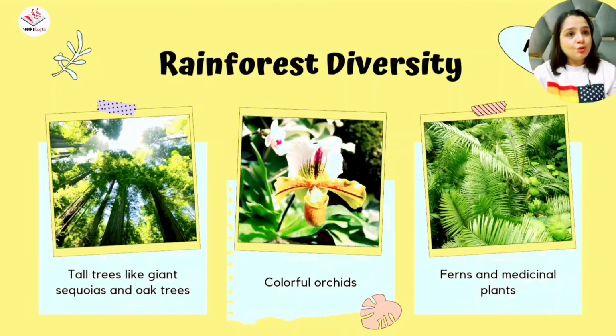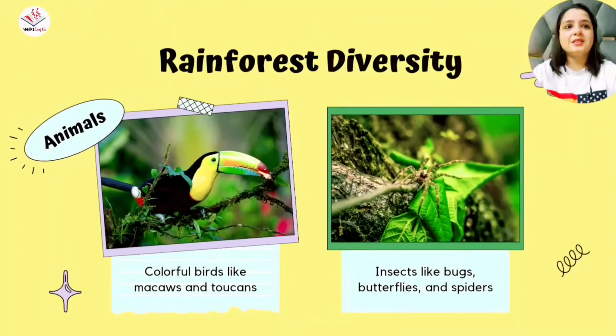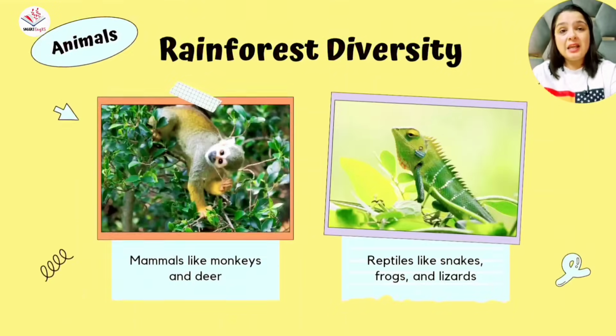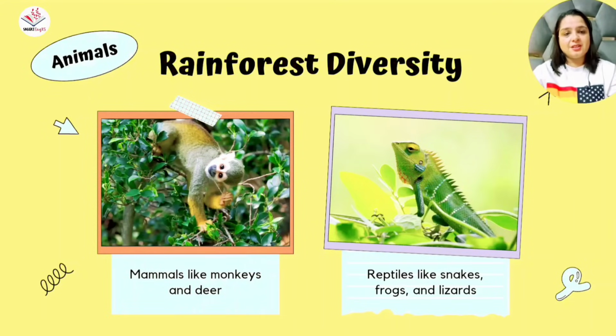The plants which are used to make medicines are also found in a rainforest. And if I talk about animals, there are colorful birds like macaws, my favorite parrots, and toucans. This is the picture of a toucan. We have already studied it in the previous picture. And insects like bugs, butterflies, and spiders can easily be seen in this forest.